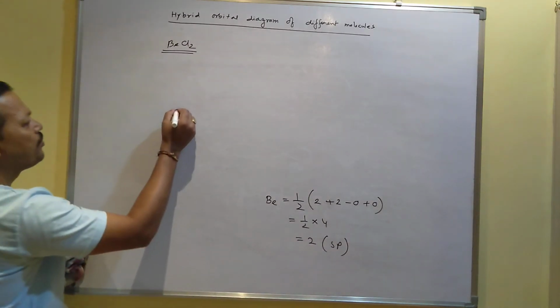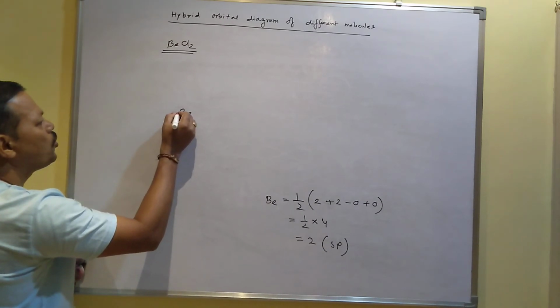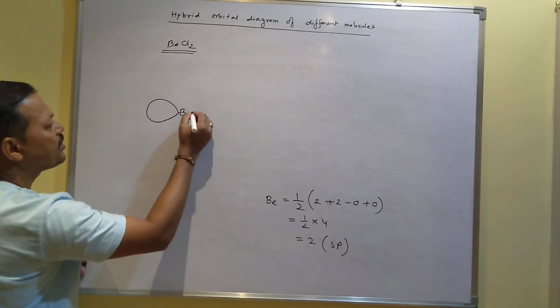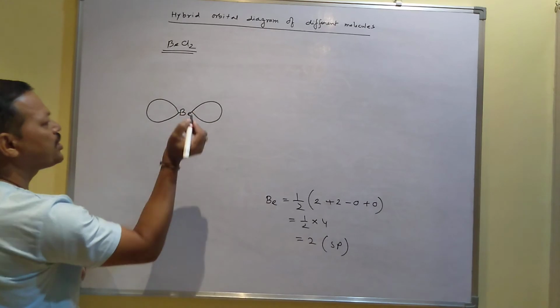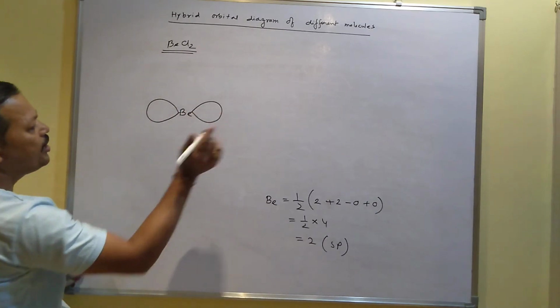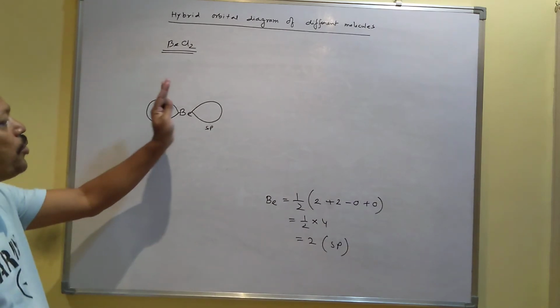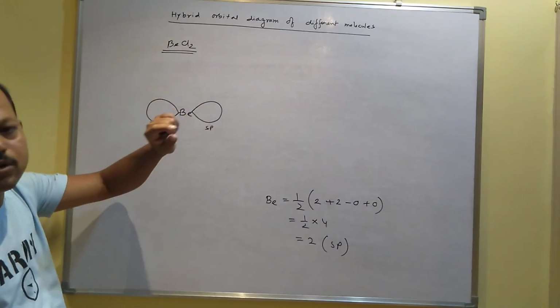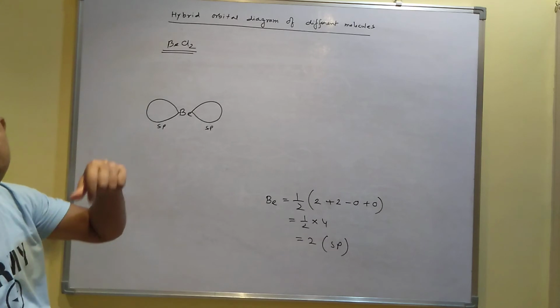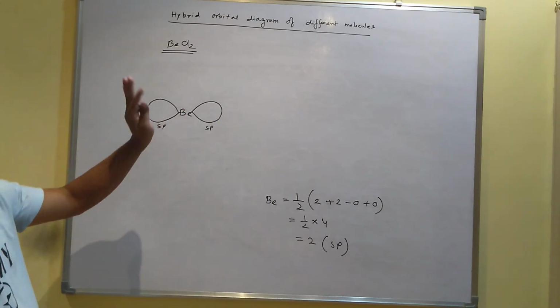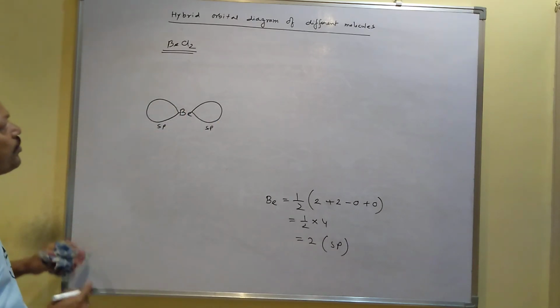So in beryllium, one sp is like this, another sp is present like this, linearly present. This is one sp, this is one sp. 2py and 2pz no need to draw here, because 2py and 2pz in the case of beryllium do not have any electron. That's why 2py and 2pz are not required here.